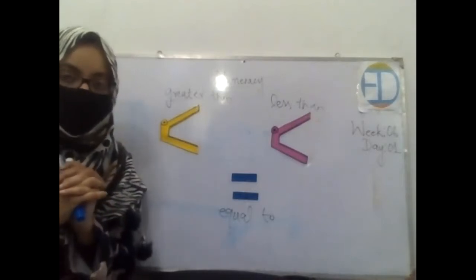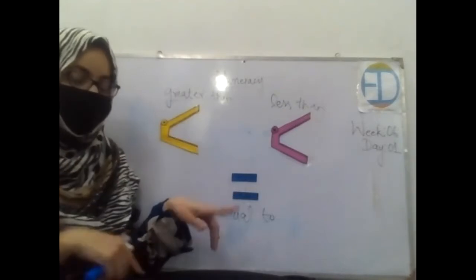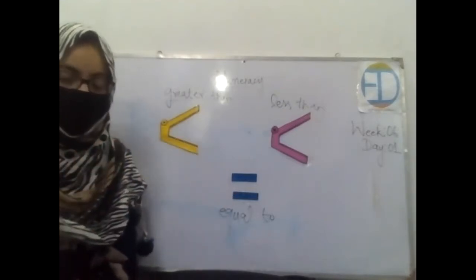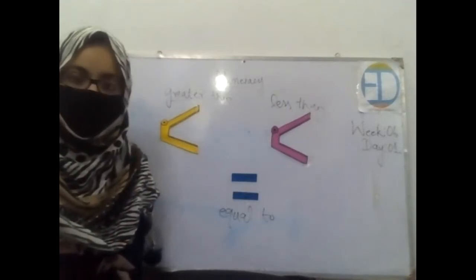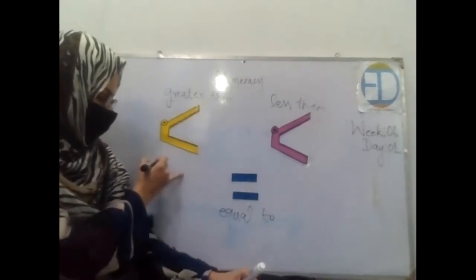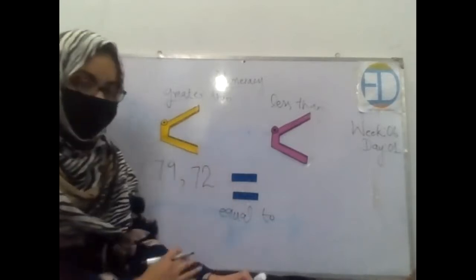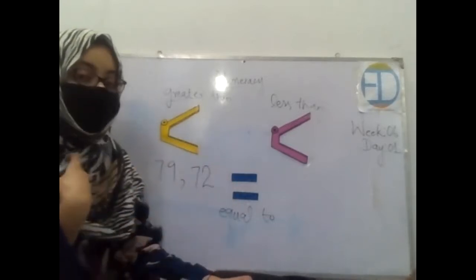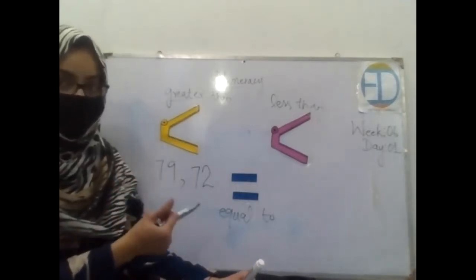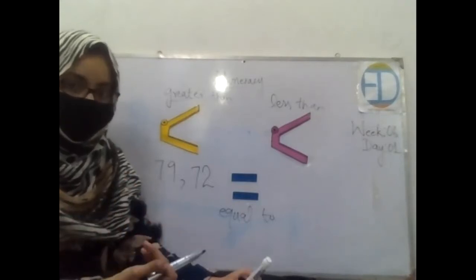So tell me, if there are two numbers given to you, which number is greater? What would be the sign we will be using to show the greater number, or how will it be drawn? Any idea? Okay, no problem, we will do it together. Let's say we have two numbers, 79 and 72. If somebody asks you which number is greater, how will you draw the sign?